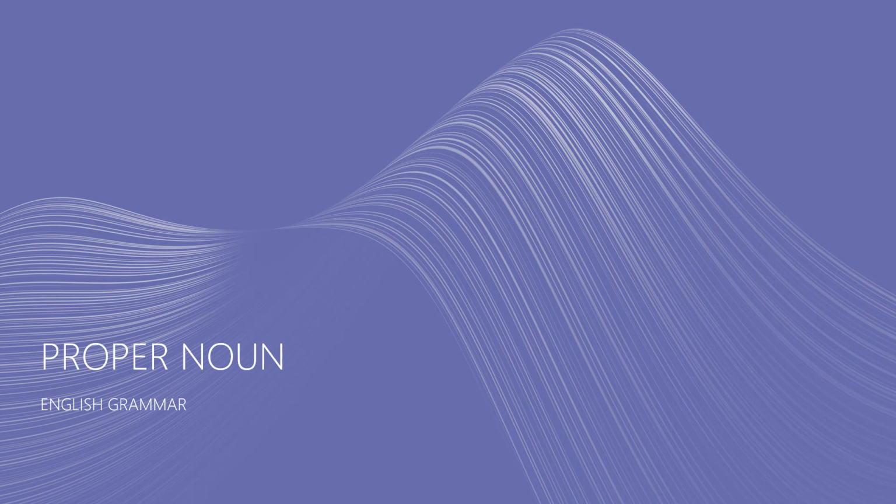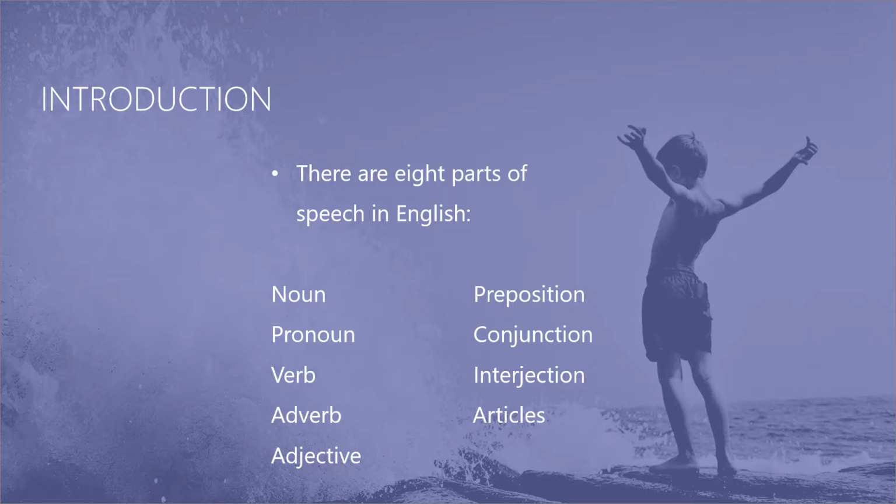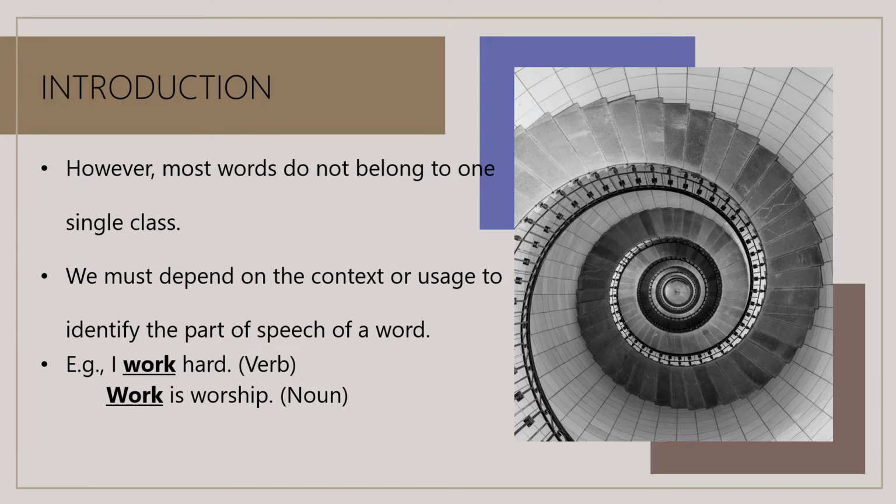Hi, let's talk about proper nouns and the tips to identify them in a sentence. Before moving on to proper nouns, we already know there are 8 parts of speech in English, and they are noun, pronoun, verb, adverb, adjective, preposition, conjunction, interjection, and articles are also sometimes considered as one of the parts of speech. However, most of the words in English do not belong to one single class of words, and therefore we must pay attention to the context or usage of a word in order to identify its part of speech.